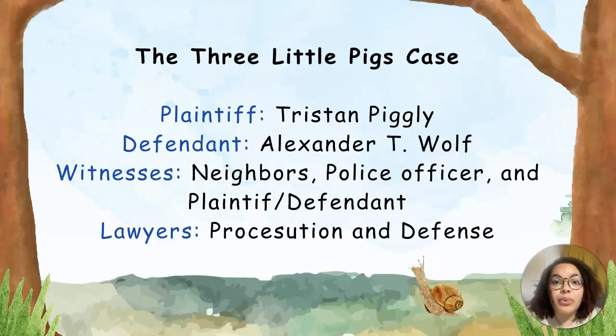So, for example, in the Three Little Pigs case, the plaintiff is Tristan Pigley. This would be a surviving relative of one of the three little pigs. The defendant is Alexander T. Wolf. This is the wolf that is being accused of the crime of destroying the pigs' houses. The witnesses could be neighbors, police officers, and the plaintiff and defendant. So the person bringing the trial to court, Tristan, as well as the defendant, Alexander, could act as witnesses.